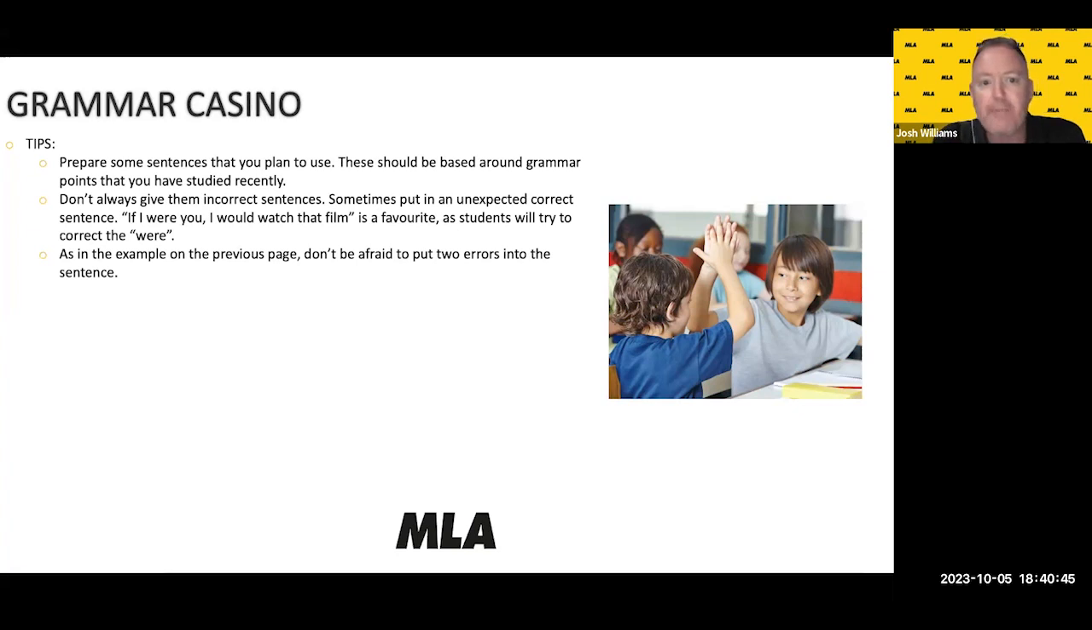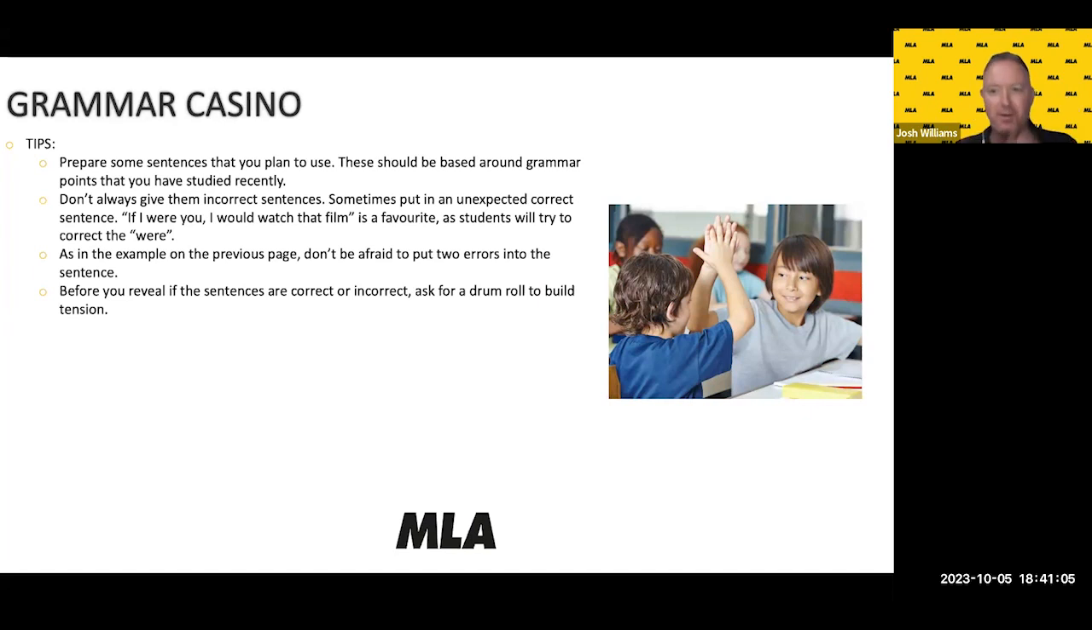Okay? As I said, don't be afraid to put two errors into the sentence if you want to, if you think they'll notice one, but they won't notice the other. Okay? Obviously, maybe two is the limit. You don't want to go too big. Before you reveal if your sentences are correct or incorrect, ask them for a drum roll. Okay, so all the students. Okay, and then you reveal it. It adds to the sort of game show atmosphere.